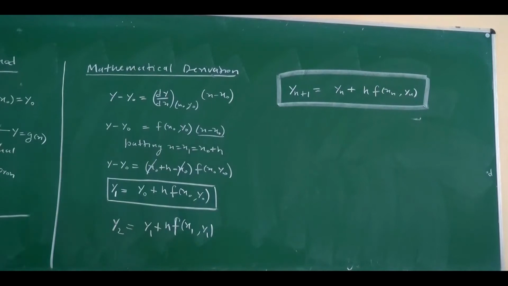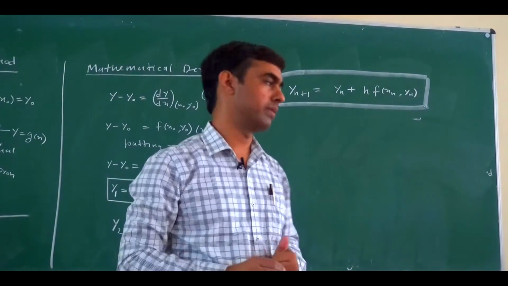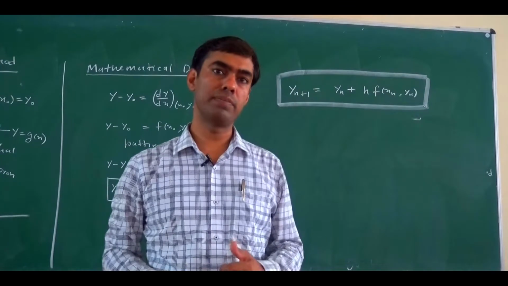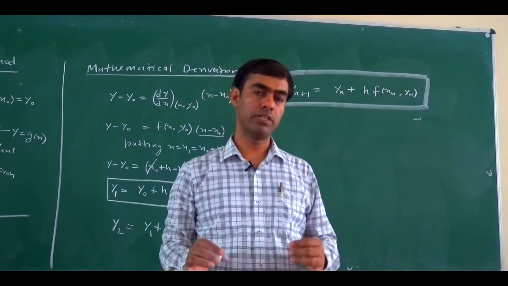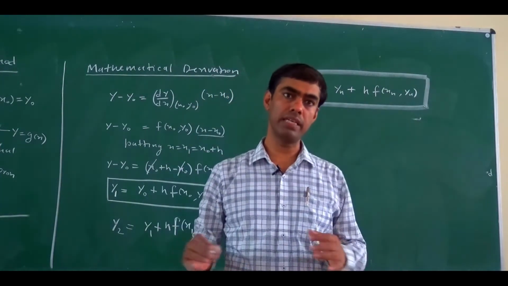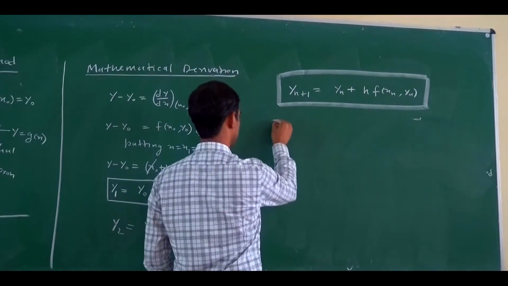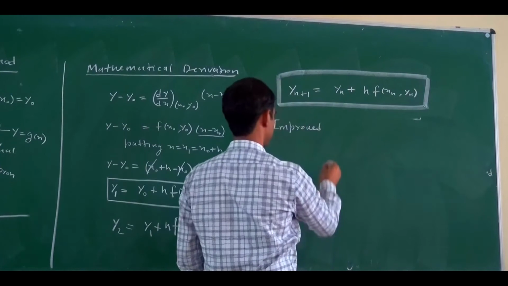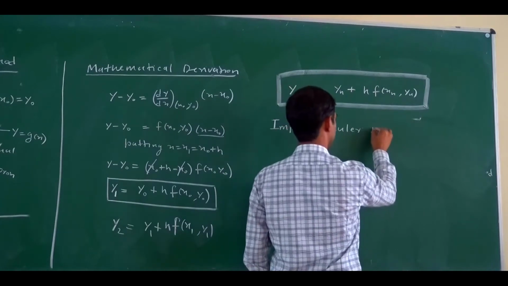So now what happens in the modified Euler method and the improved Euler method? First we discuss some theoretical concepts of the improved Euler method and the modified Euler method. Then we solve a numerical example using the improved Euler method and the modified Euler method. Now what will happen in our improved Euler method?